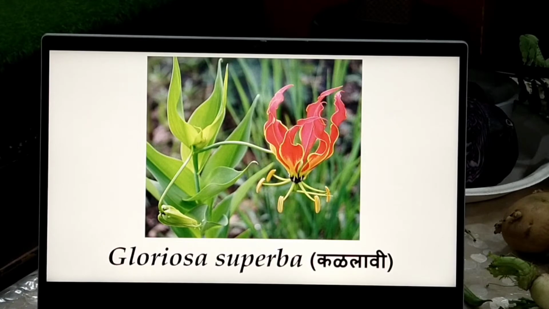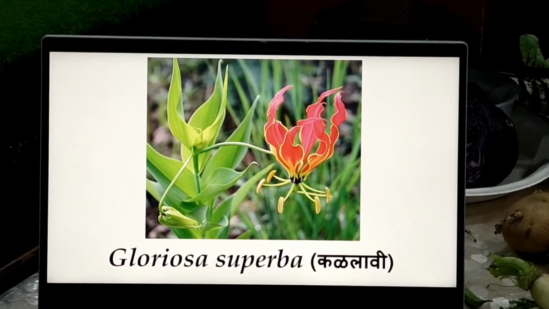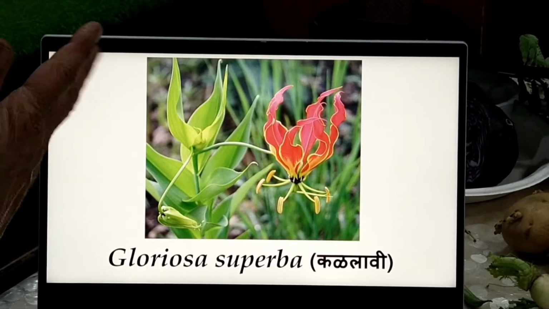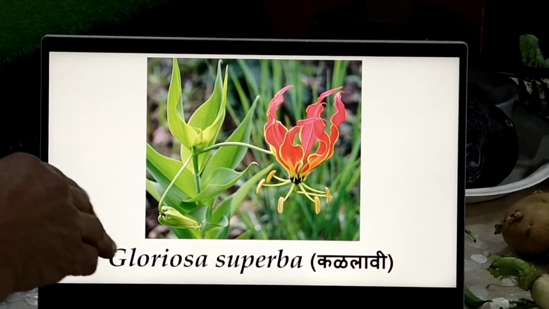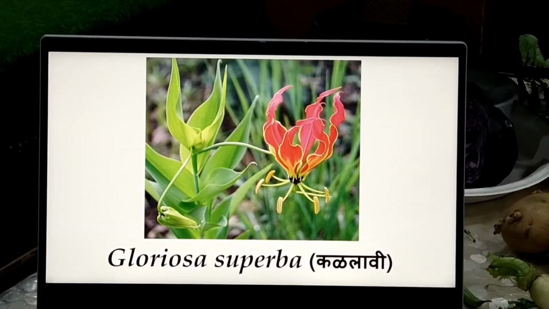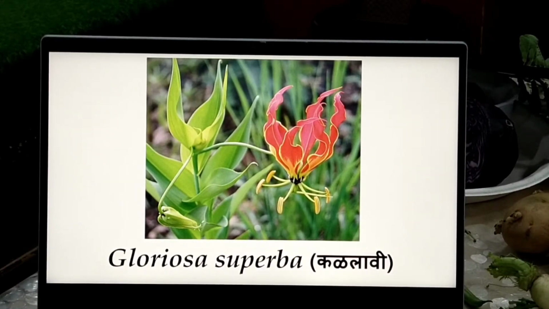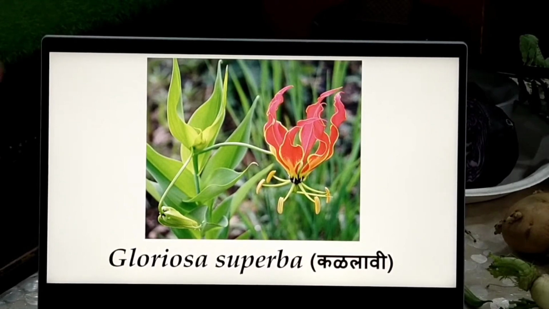We used to get this along the Gangapur road here, and we used to get it in the forested areas also. This is very typical. This is called Agnishikha. It is Gloriosa because it looks very beautiful, very superb. That's why superba. Actually, it has become a rare plant, so it is protected. If by chance you see this plant somewhere, don't disturb it. Don't remove any part of this plant.